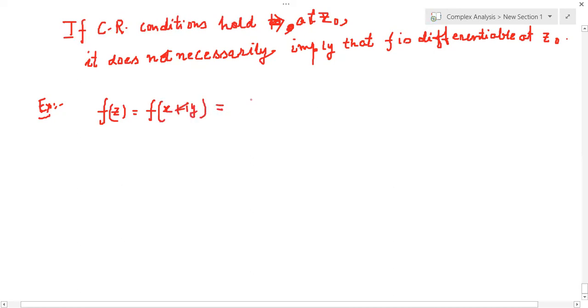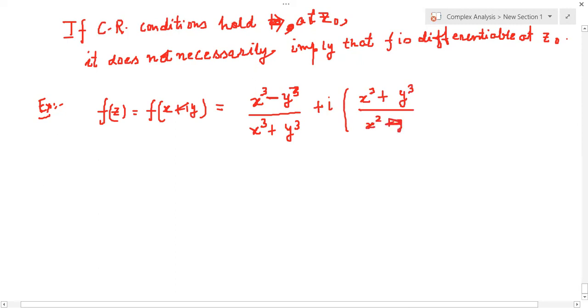f of z is equal to f of x plus iota y, and it is equal to x cube minus y cube upon x square plus y square, plus iota times x cube plus y cube again, divided by x square plus y square, if x, y is not equal to 0, 0, and if x, y is equal to 0, 0, then it is equal to 0.